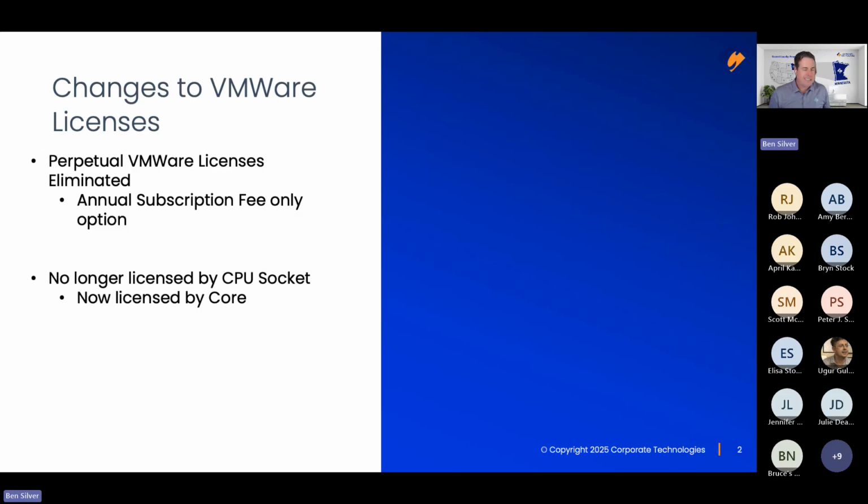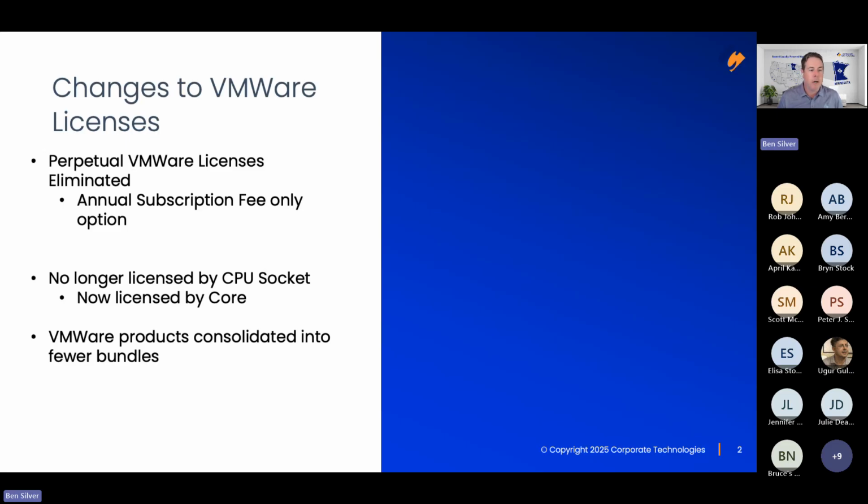Second, the licensing structure is going to change. It's no longer going to be licensed by a CPU socket. Now it will be licensed by a core. To put that into clarity, if you had a server with 4 CPUs and each CPU had 4 cores, instead of paying a license for 4 CPUs, you would now have to pay for 16 cores.